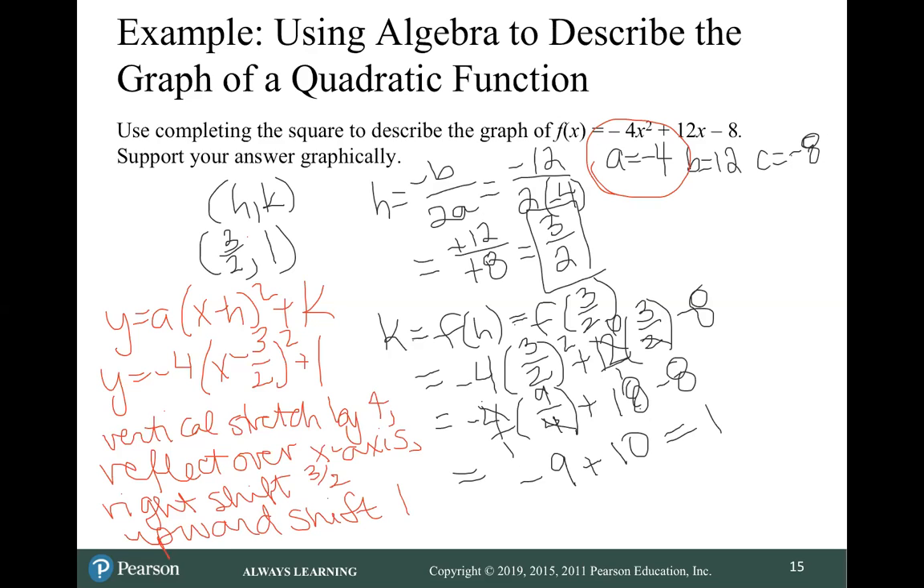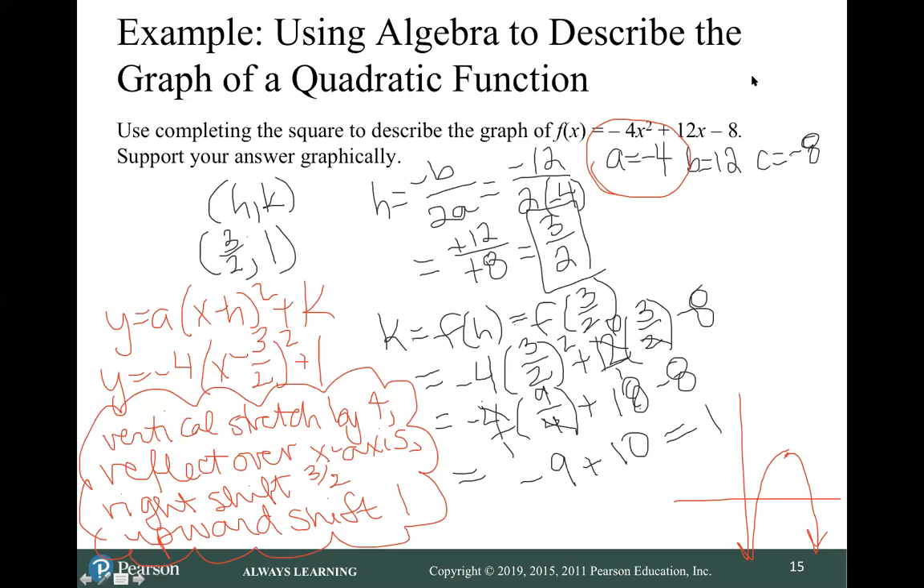Go ahead and put the function into your calculator and see if it matches. You should have a graph that looks like this. Something like that, pretty close. I think it's actually going to cross. It's a pretty steep graph, like this. All right.